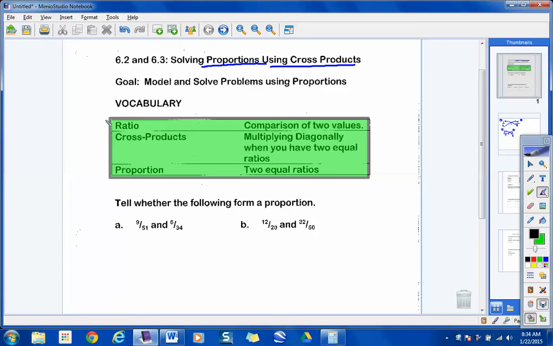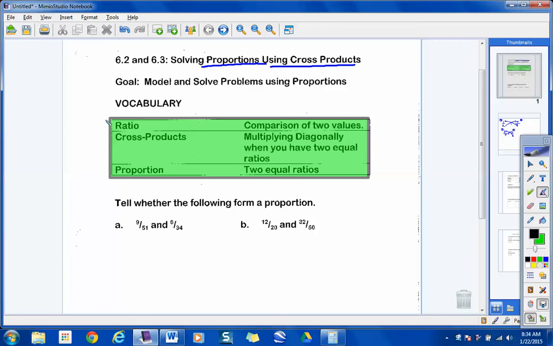I got it. Go ahead, Mason. Comparison of two values. When we talk about right here, the ratio of boys to girls, compare the number of boys to the number of girls. Isn't that two different values? Yes. Obviously there's more girls in here than there are boys, right? Yes. So we know what a ratio is.